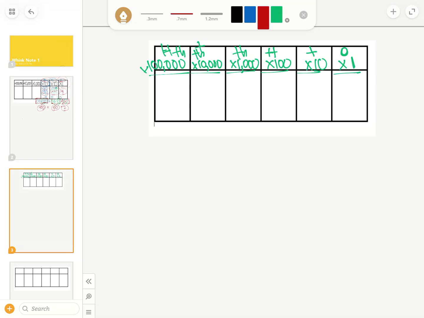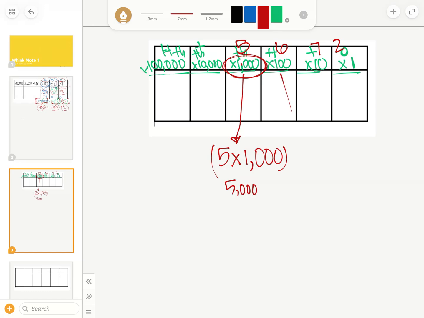Okay, so let's say we have the number 5,672. I'm going to bring this 5 down, times, and whose house is it in? It's in the thousands, so we're going to times it by 1,000. Because if I count by thousands, 1,000, 2,000, 3,000, 4,000, 5,000, I'm going to have 5,000. Okay, then we're going to bring the 6. We just put parentheses to group it together. 6 times, it's in the hundreds house, so I'm going to times it by 100.